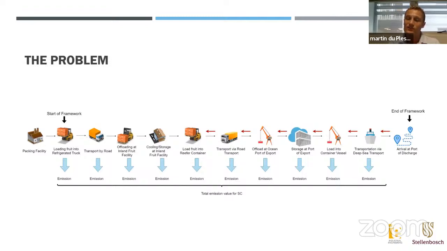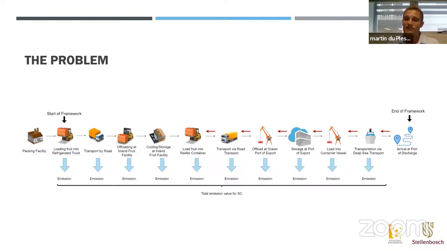So whether the fruit is flown out, or exported via reefer container or conventional pallets, we need to calculate the emissions of any possible potential distribution scenario. And that's really quite a significant problem because no individual stakeholder, no fruit exporter, no logistics service provider has visibility of your entire value chain.